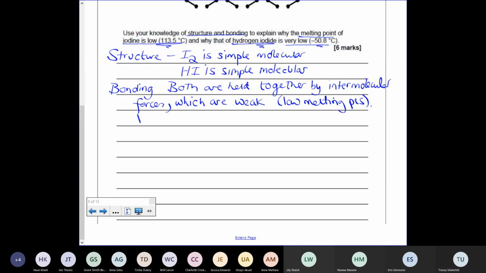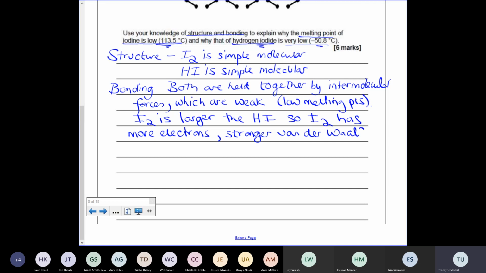However, iodine is larger than hydrogen iodide, so iodine has more electrons. You've got more electrons, you've got stronger van der Waals between the molecules again, although you have said they're intermolecular forces. So I2, higher melting point.